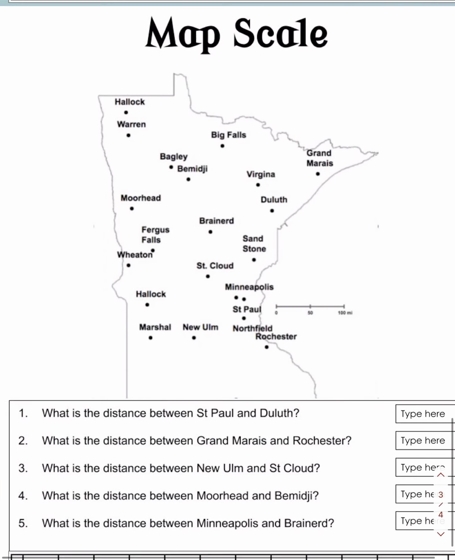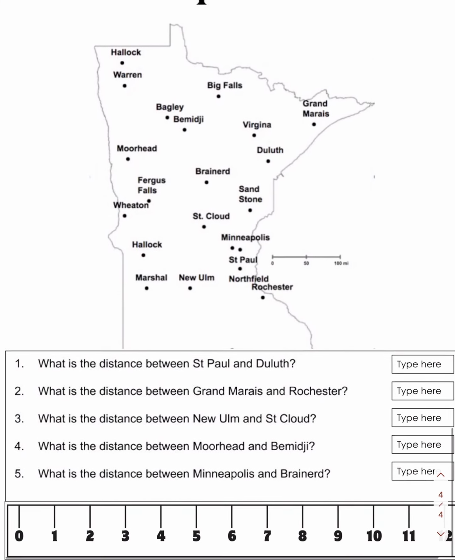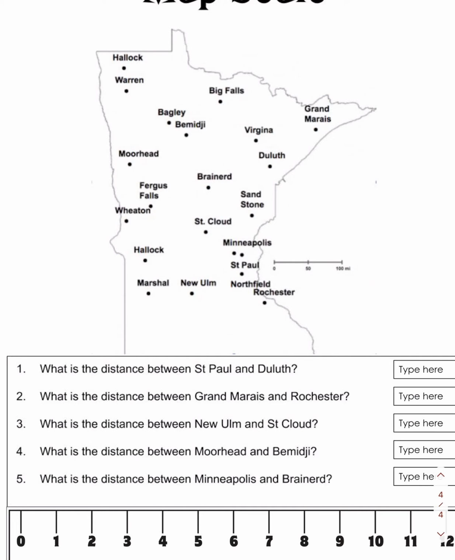And for the last activity, you'll do the same thing with our map of Minnesota. It's going to be a little bit trickier. Again, you'll measure the distance with the ruler here in inches. Once you find how many inches it is from one city to another, you'll multiply it by 100 because each inch roughly represents 100 miles.